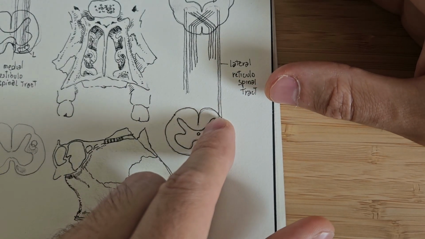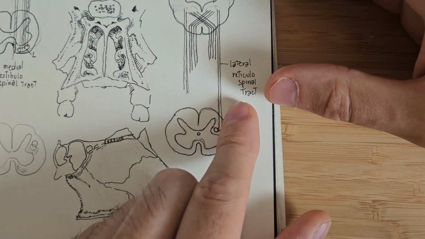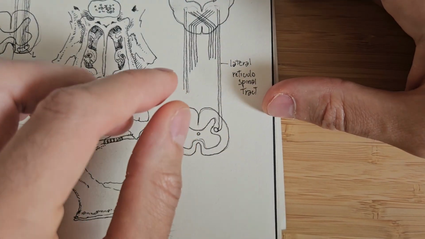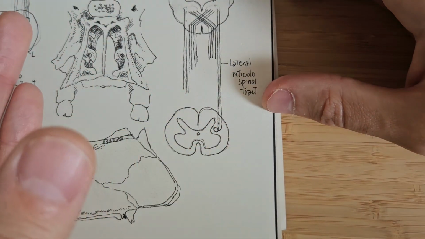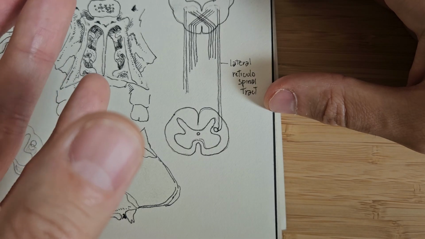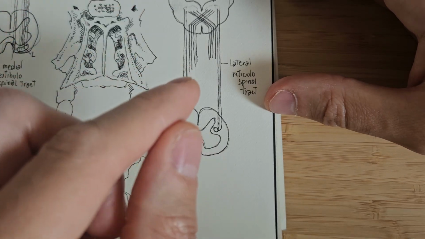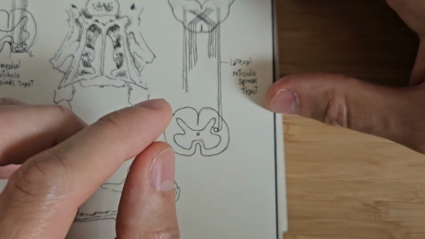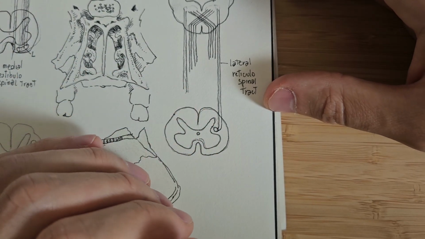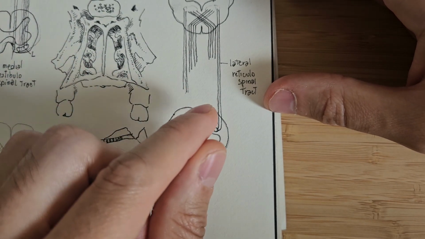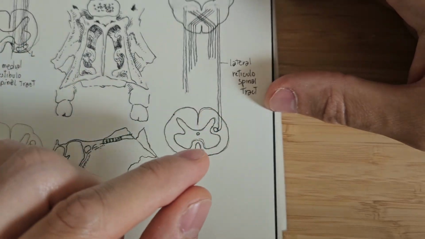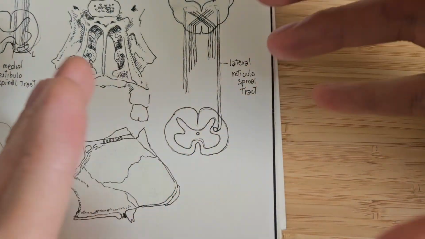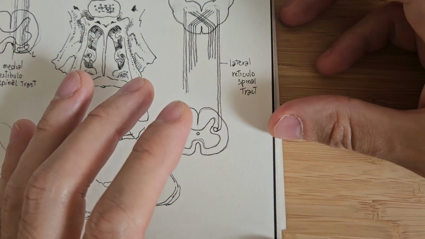Now, the medial reticulospinal tract, unlike the lateral one, arises from the pontine reticular nuclei on the same side and descends through the anterior funiculus of the spinal cord, and its fibers intermingle with the anterior spinothalamic tract, which is involved in transmitting pain and temperature sensations to the brain.